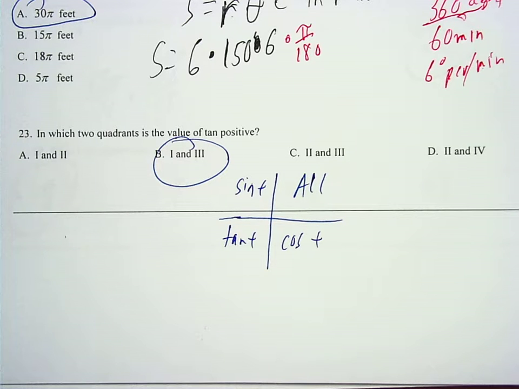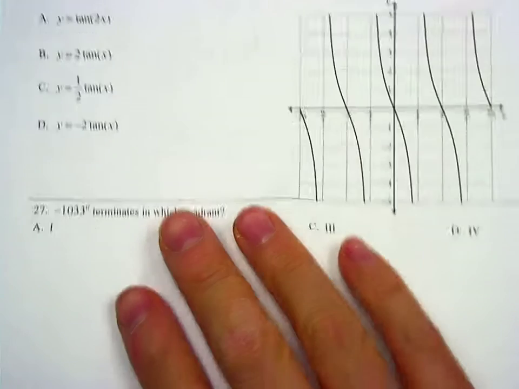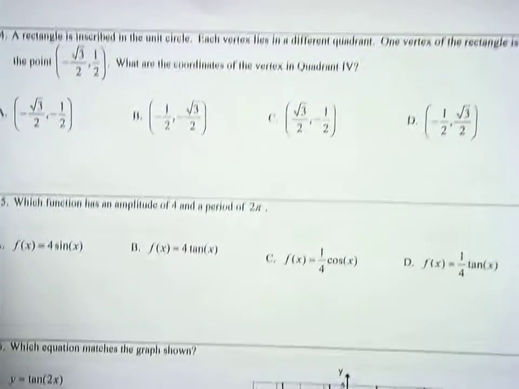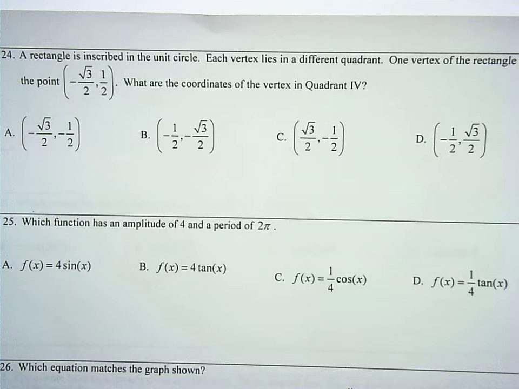All right, and last 2 questions for today's video review. I'm only going to go through the first 25 on this one. I'll do the other 25 on the next one. 24 and 25. A rectangle is inscribed in a circle. Each vertex lies in a different quadrant. One vertex of the rectangle is given. What are the answers in quadrant 4?